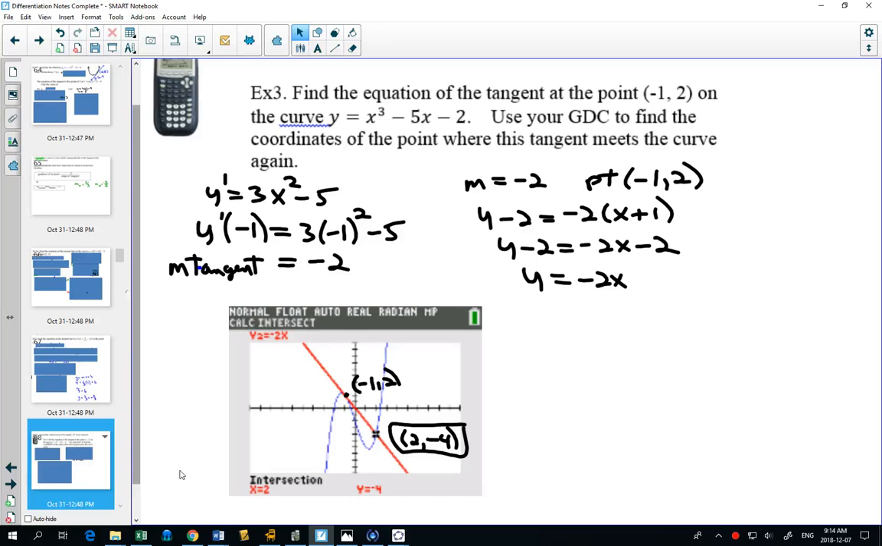Okay? If you wanted to find it out algebraically, what would you have to do? You would have to set this equation equal to that equation and solve it algebraically. That'd be solving an x cubed equation. Not as easy to factor, but you could use your factor theorem and remainder theorem from grade 12 to help you factor that. But if you have your calculator, that's a lot faster.